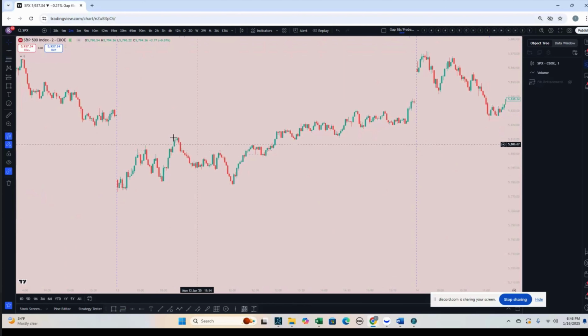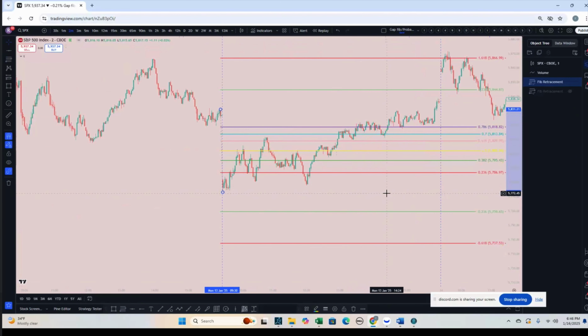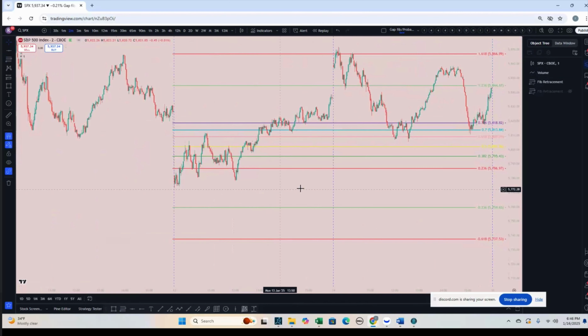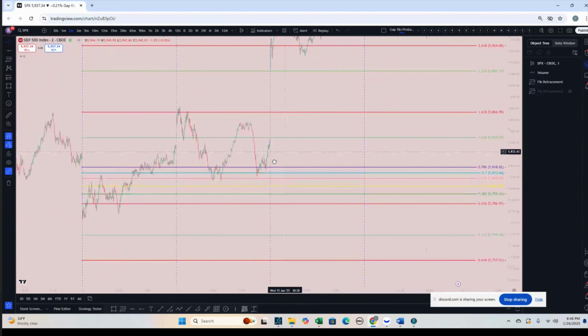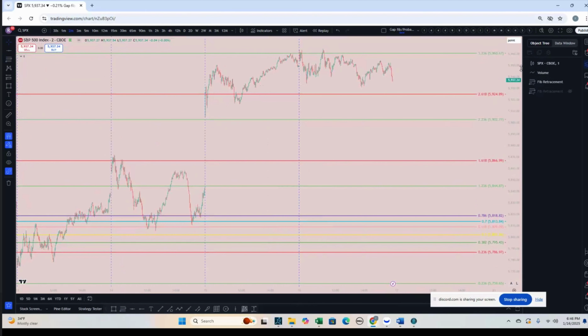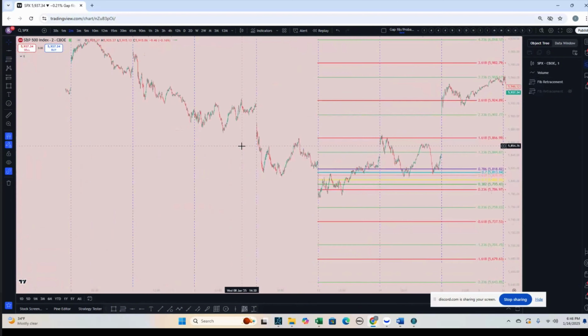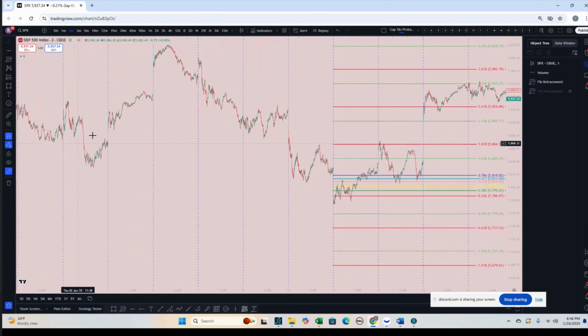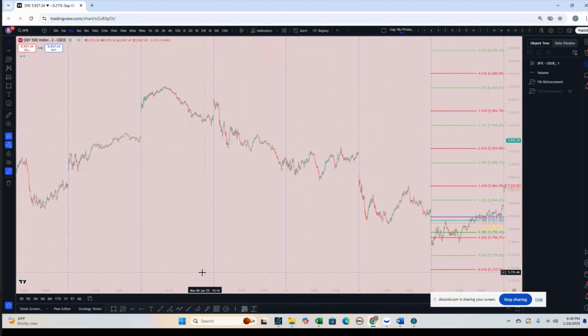Your Monday fibs are your most important fibs. Why? That's where the week starts for the most part, especially for SPX. But now, one thing you'll notice is that if you go over time, even last week, so we'll do this.